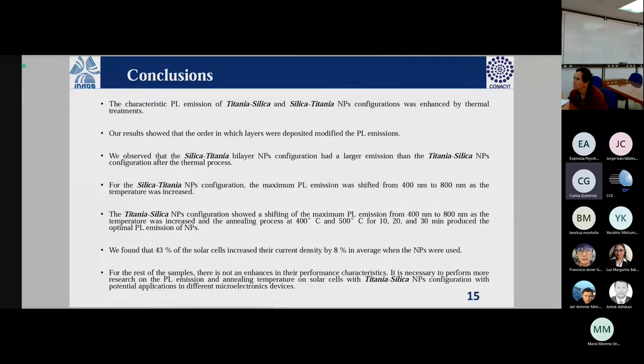Also, we found that 43% of the solar cells that we studied increased their current density by 8% on average when the nanoparticles were used. For the rest of the samples, there is no enhancement in their performance characteristics, and it is necessary to repeat and do more research about the annealing temperature in solar cells of titanium silicon and the particles configuration to find best results and apply in future works.